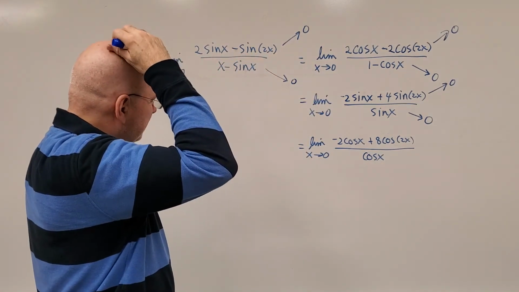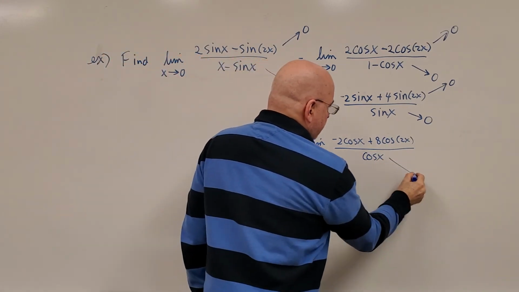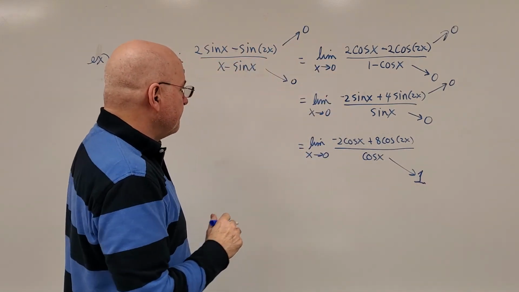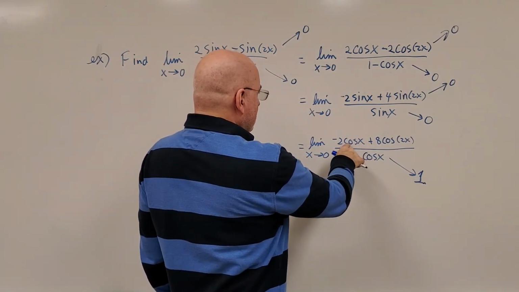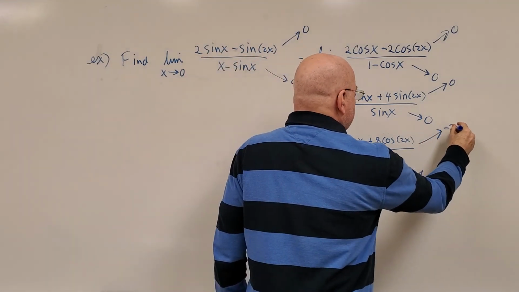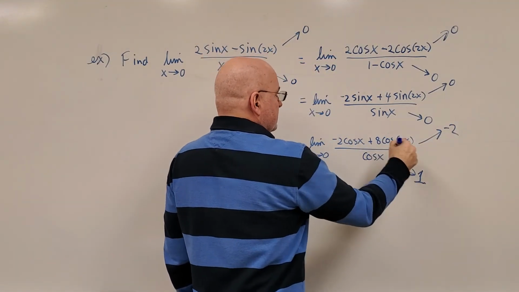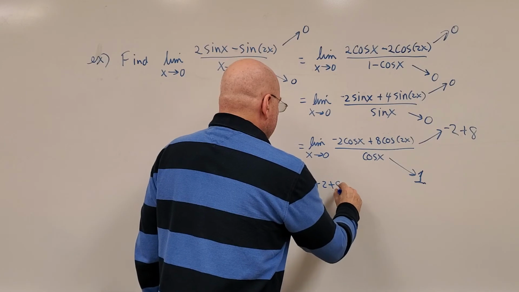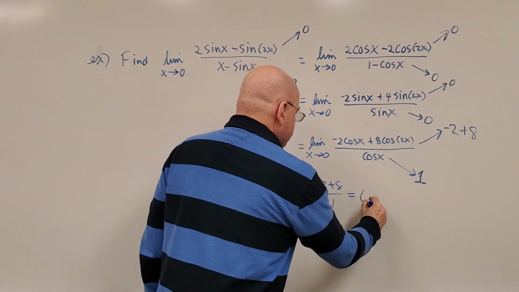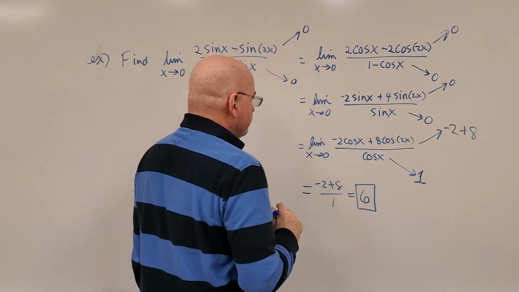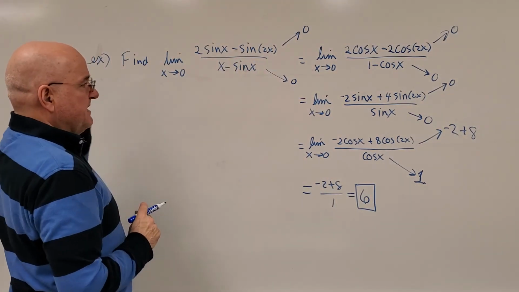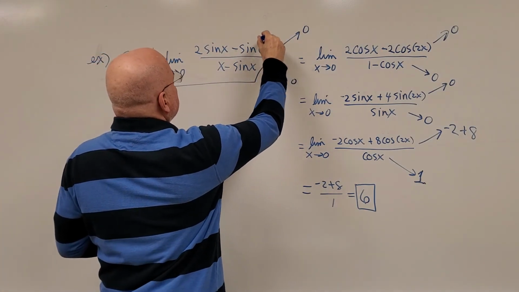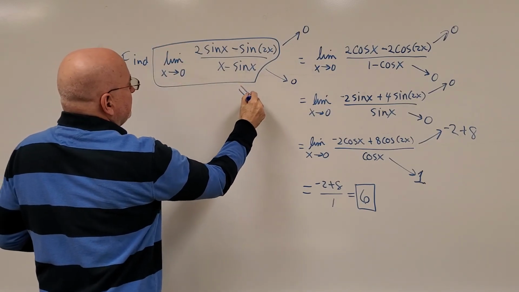All right, let's see what happens here. All right, we're getting something different because I know the bottom goes to 1. Cosine of 0 is 1. Cosine of 0 is 1, so I get a negative 2 on top, plus, cosine of 0 is 1, plus 8. So this is equal to 6. So applying L'Hopital's rule about 3 times, I guess, we found out that this limit is equal to 6.